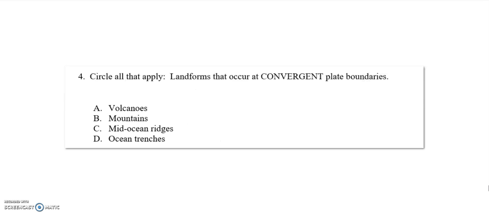Number 4, circle all that apply. You can circle more than one letter. Landforms that occur at convergent plate boundaries. So which of these landforms occur at convergent plate boundaries? A, volcanoes, B, mountains, C, mid-ocean ridges, or D, ocean trenches. So circle more than one. Which of these occur at convergent plate boundaries?